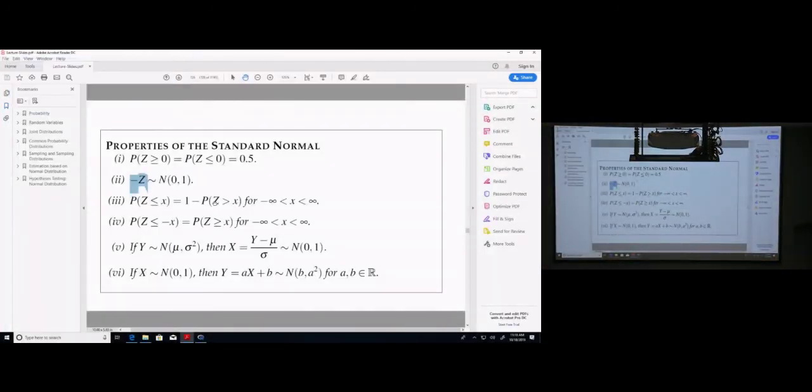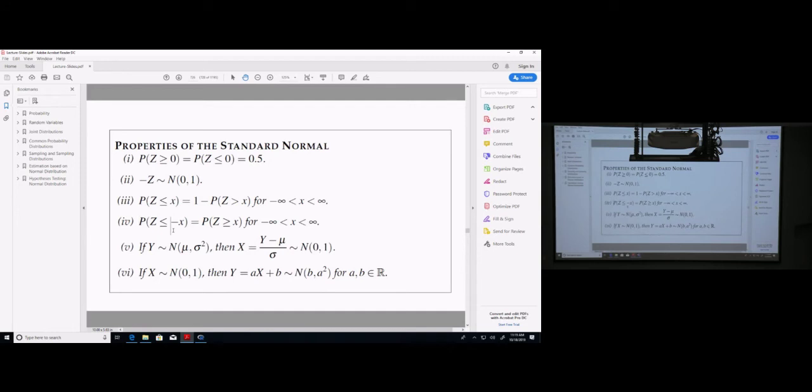Because this is the opposite of this event, it just follows from our basic probability property: the probability of an event is 1 minus the probability of the opposite event. So this is not peculiar to the normal distribution. It's just saying that because of the symmetry, the left tail and the right tail are the same in that respect.